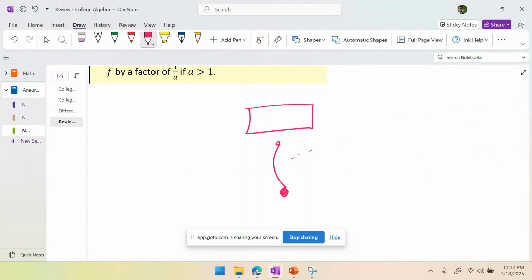And then when you have those transformations, you should know how to extract out the domain and the range of the new function just by observing the graph.